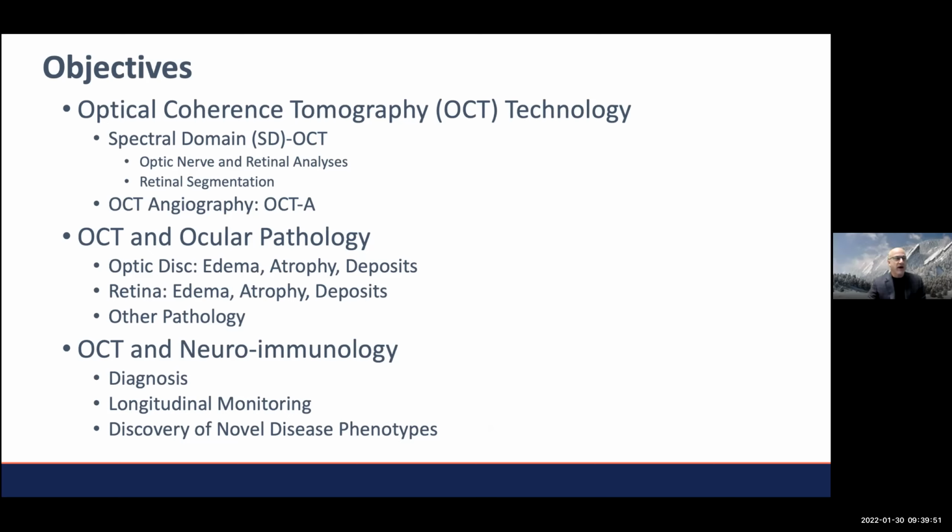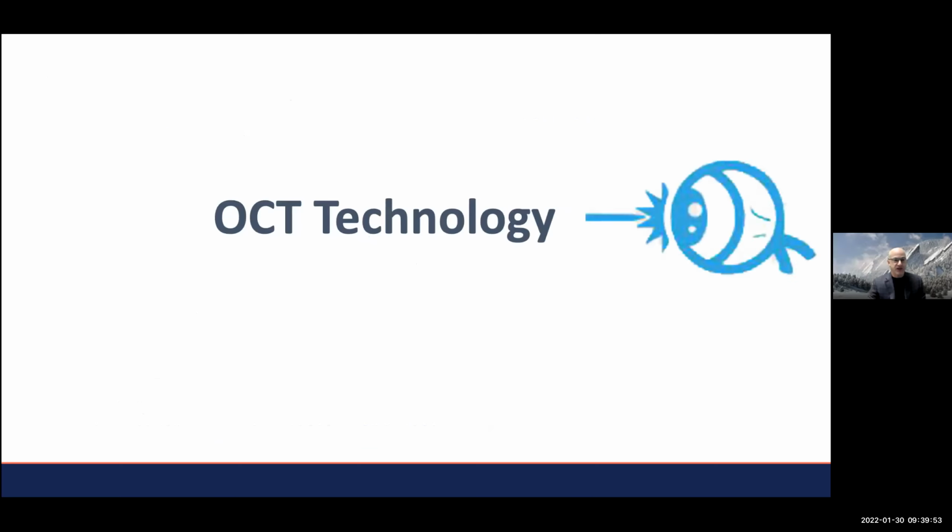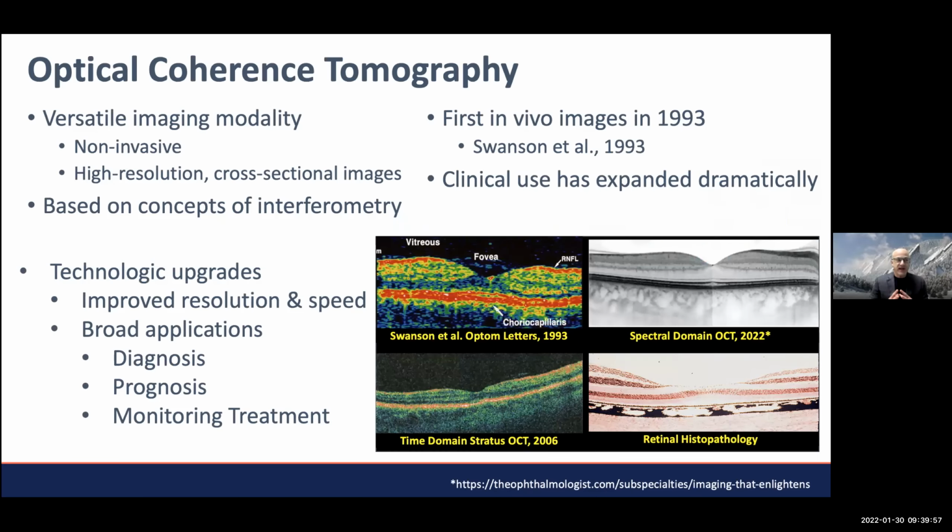So let's get going. First with OCT technology. OCT is a non-invasive light-based imaging technology that uses interferometry to generate high-resolution cross-sectional images of the retina and optic nerve head. The first in vivo images were published in 1993 and clinical use soon followed. Technologic upgrades from time domain to spectral domain technology have improved resolution and speed.